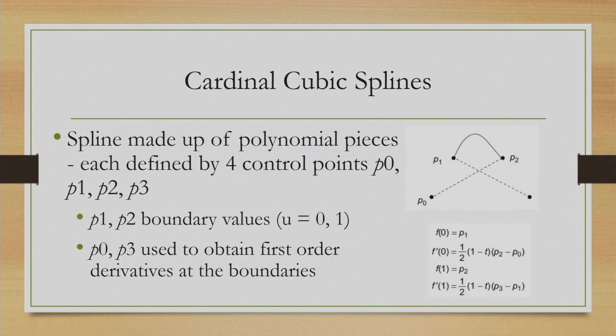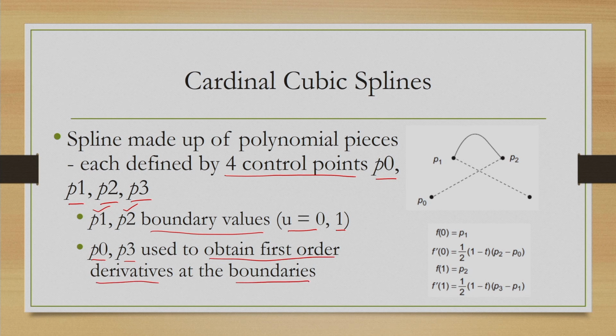Like before, since we are dealing with cubic splines, this spline is also made up of polynomial pieces and each piece is defined by 4 control points. Again we denote them using P0 to P3, the same notation, but here P1 and P2 represent the boundary values, that means at u equal to 0 and u equal to 1. P0 and P3 are used to obtain first order derivatives at the boundaries.